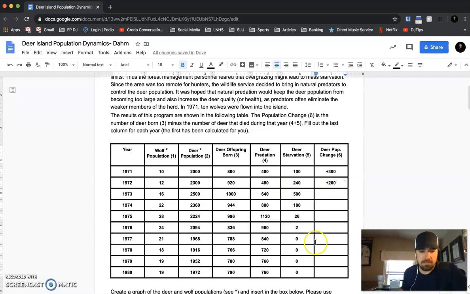So some of these are going to end up being minus if the number of dead deer is greater than the number of born deer, okay? So keep that in mind as you work through that.